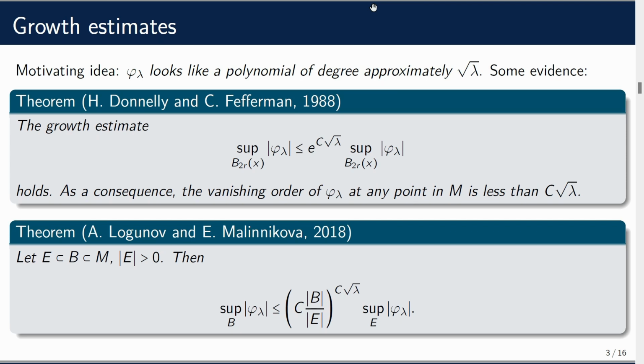It tells you this. So you have B, which is, say, a ball or an open set in the manifold, and E, which is a subset of this ball with positive measure. It can be arbitrarily wild. I require no structure on E. Then you can estimate the supremum over the ball of the eigenfunction phi lambda by a constant times the ratio of the measure of B and E to the power constant square root of lambda, times the supremum over this arbitrarily wild set E.